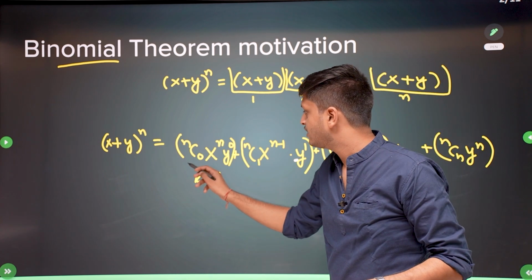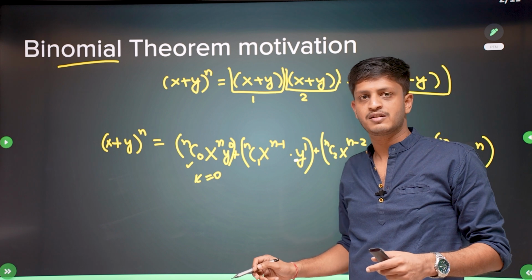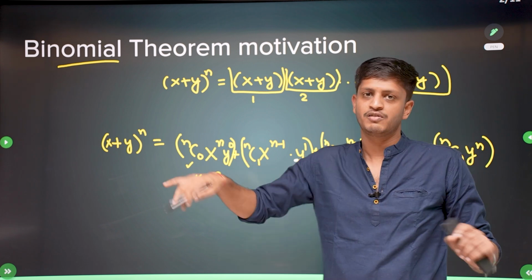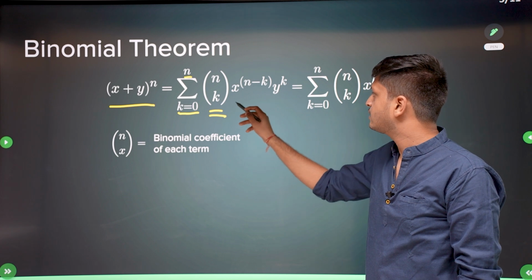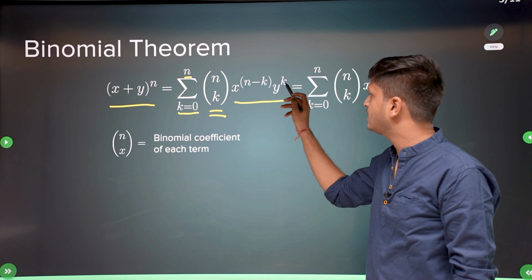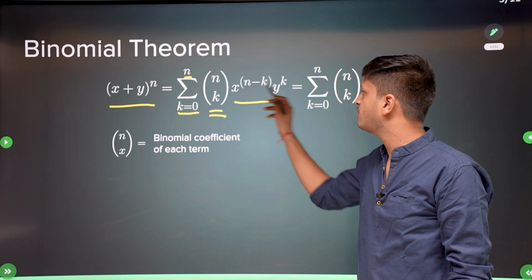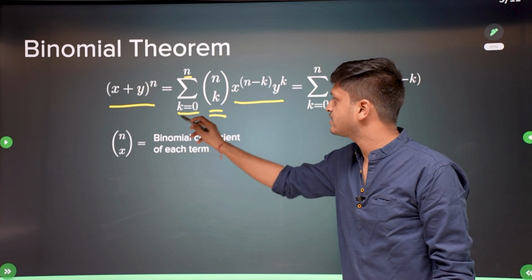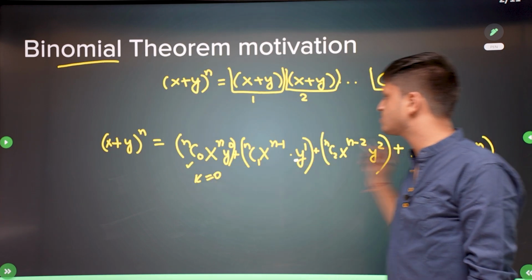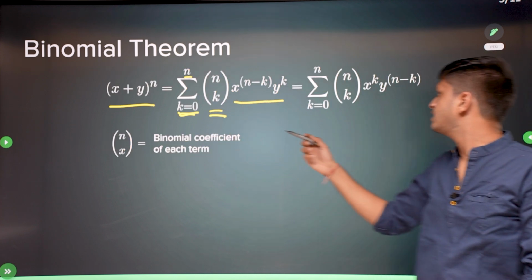So pick any k out of n boxes. From those you will take a y, and from the remaining you will take an x. So the coefficient will become n choose k, and the product will become x to the power n minus k times y to the power k. So basically you are picking k y's and n minus k x's. The sum of the powers will always be n, and the coefficient will be n choose k. And the sum goes from k equal to 0 to n. So this is what this expression is, right?